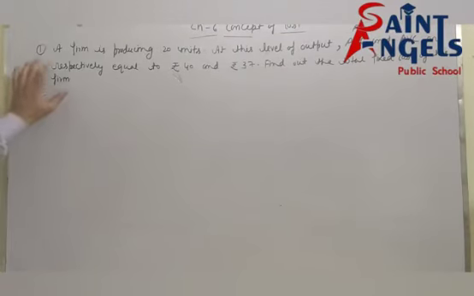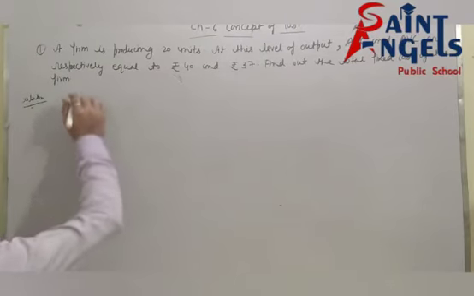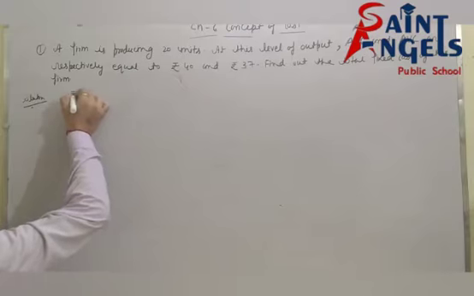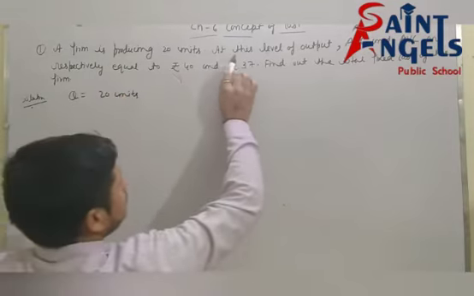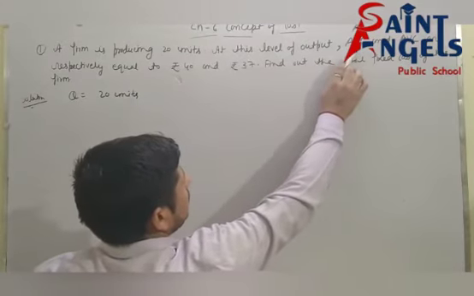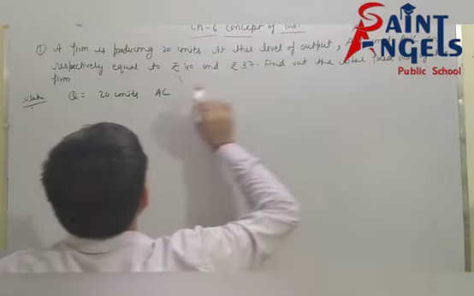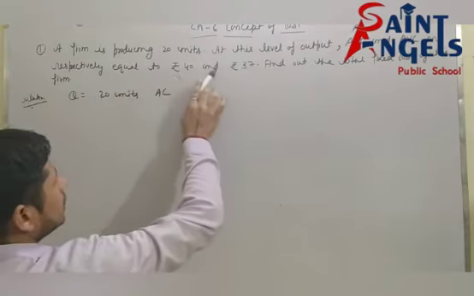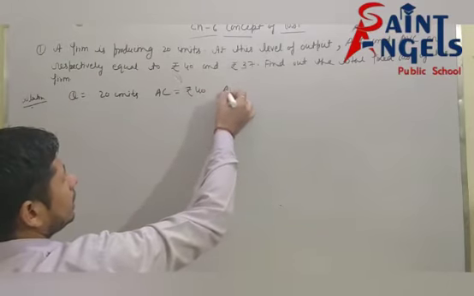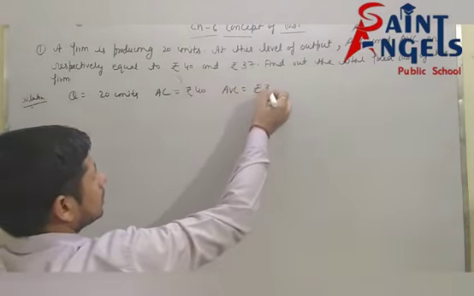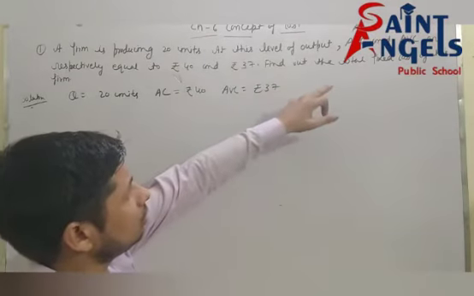See, question number first is here. If the firm is producing 20 units, means Q is equal to 20 units, and at this level of output, ATC means AC, and AVC are respectively equal to rupee 40 and rupee 37. So AC is equal to rupee 40 and AVC is equal to rupee 37. Now find out the total fixed cost.